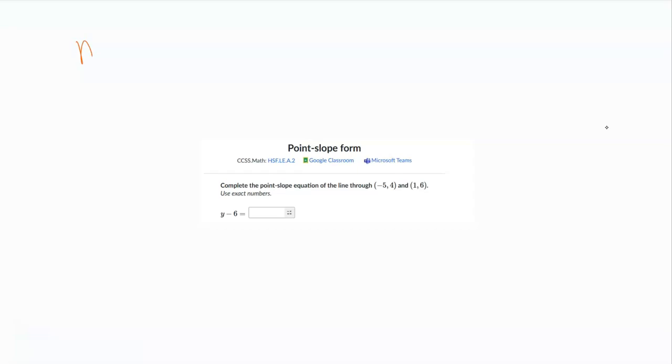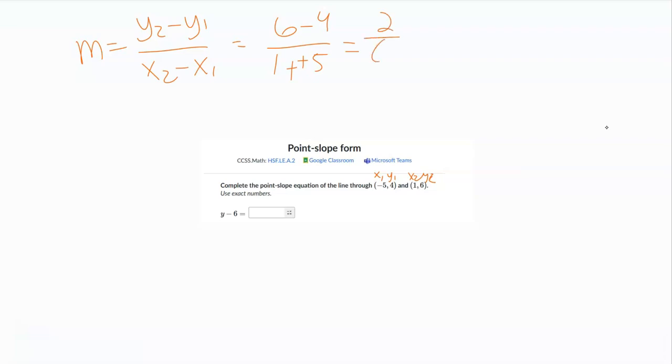Okay, so I'll write the formula. y2 minus y1 over x2 minus x1. Label x1, y1, x2, y2. So y2 is 6 minus 4, and 1 minus negative 5. That double positive. 6 minus 4 is 2. 1 plus 5 is 6. Both these need to simplify into 1/3.